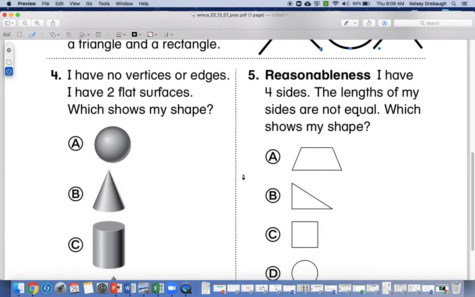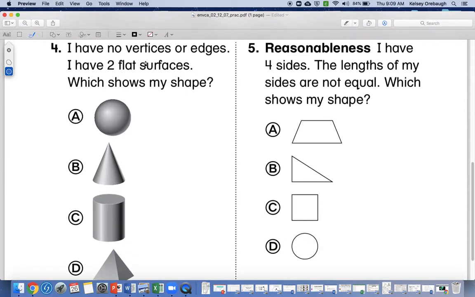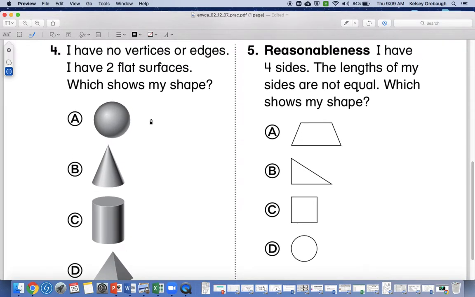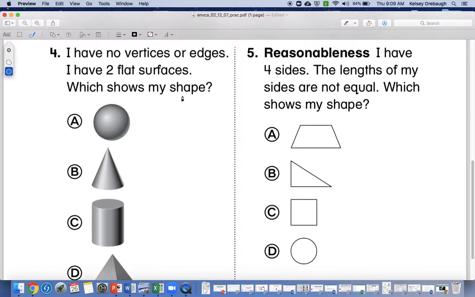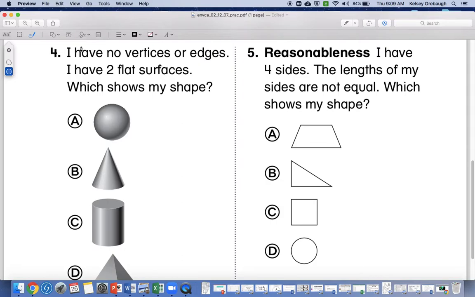All right, let's look at number 4. I have no vertices, that means corners, or edges. I have 2 flat surfaces, which shows my shape. All right, first clue, I have no vertices or edges. Sphere. Does a sphere have any vertices or edges? No. So that does match the first clue. I can't cross that off.